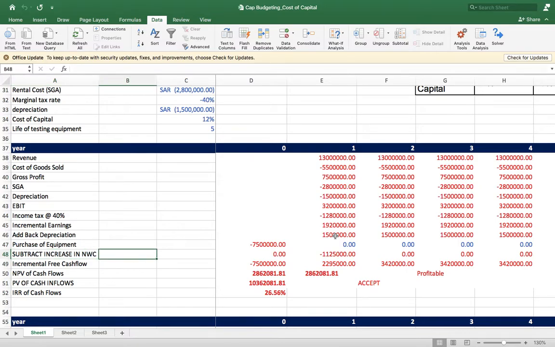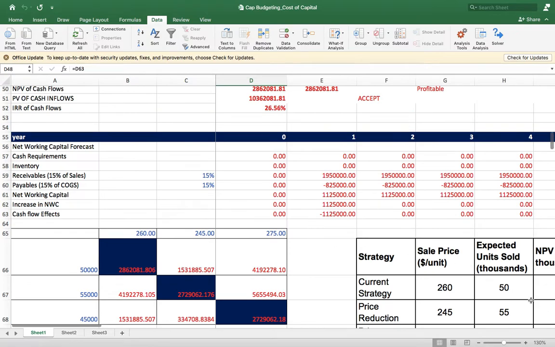Subtract the increase in net working capital. How will we calculate that? Here is the net working capital forecast given. Cash requirement from year 0 to year 5 is 0, 0, 0, given in the question. Inventory requirement is 0 from year 0 to year 5. Receivable is 15% of sales. Sales of year 0 is 0, and 0 multiplied by 15% is equal to 0.